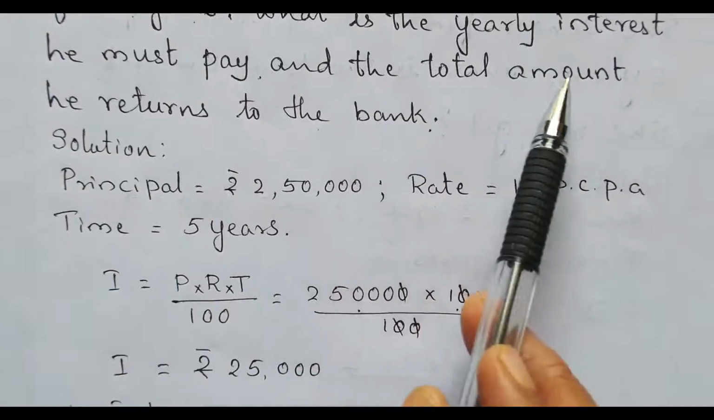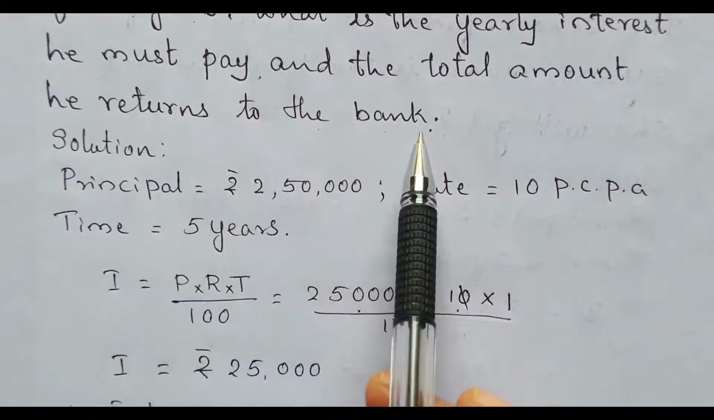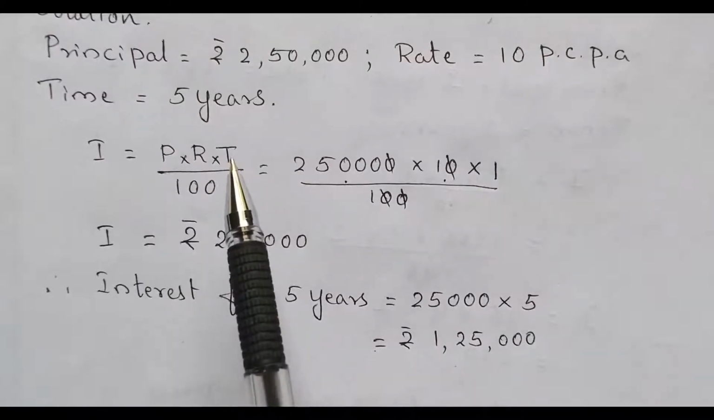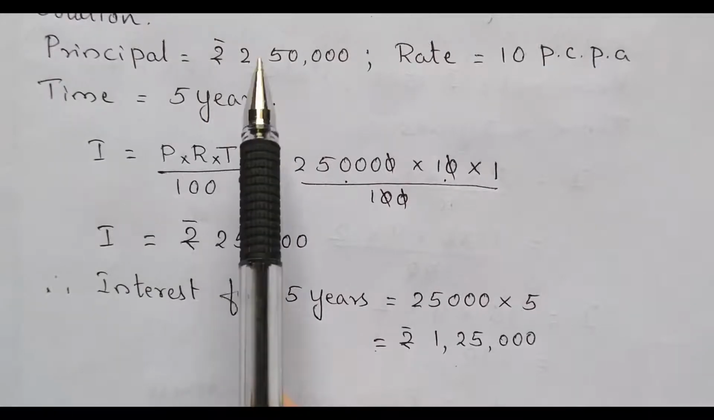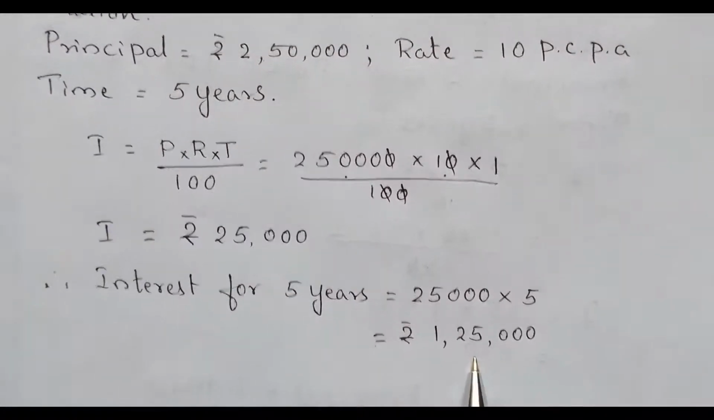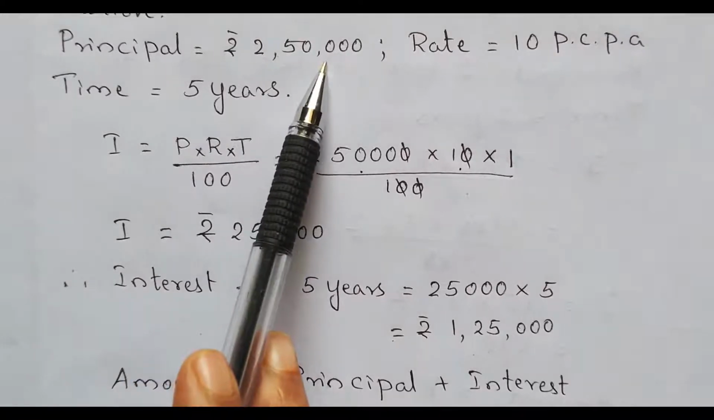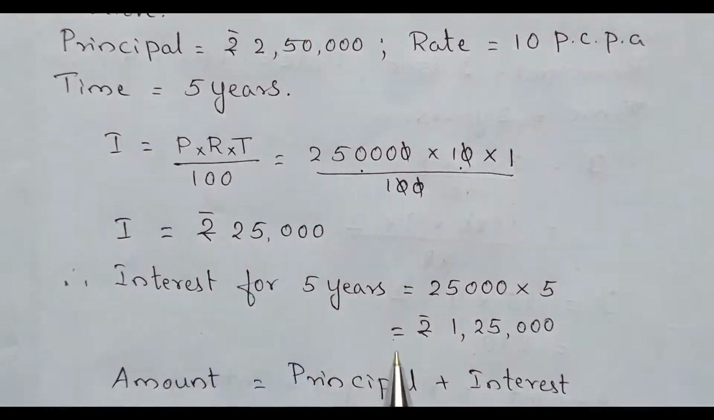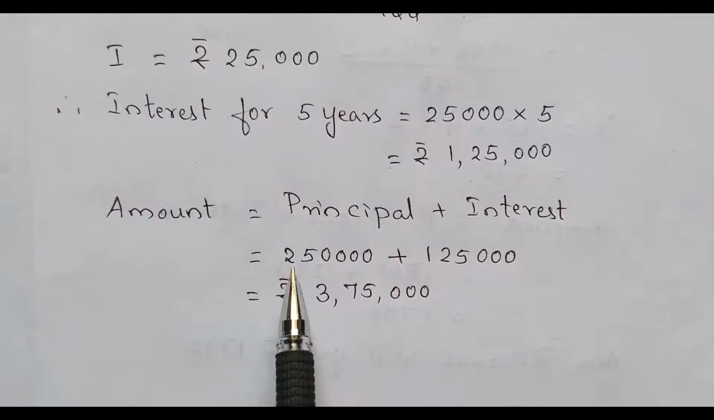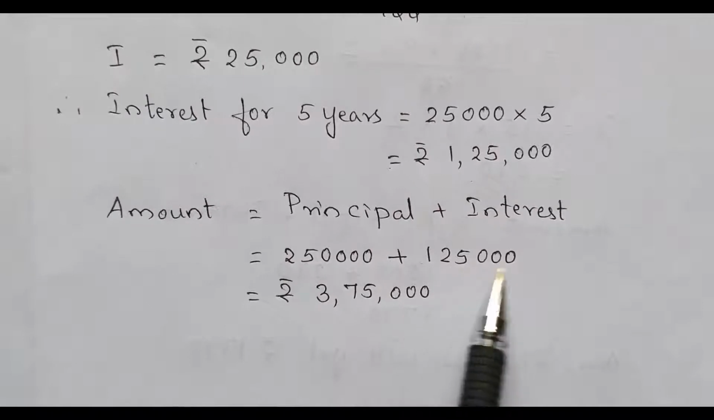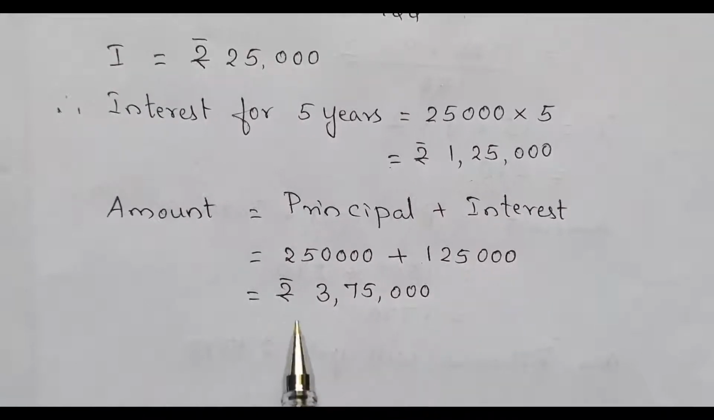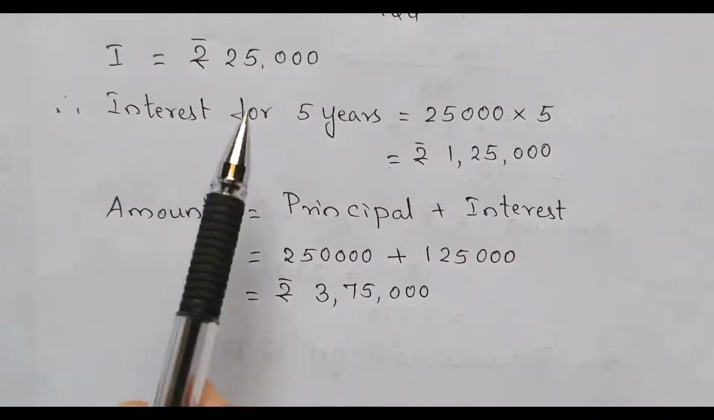Now let us calculate the total amount that he returns to the bank. The total amount that he returns to the bank after 5 years will be the principal plus the interest for 5 years. So amount is equal to principal plus interest. The principal is 2,50,000 and the interest for 5 years is 1,25,000. So we have 2,50,000 plus 1,25,000. That's equal to rupees 3,75,000. So we have the final answer.